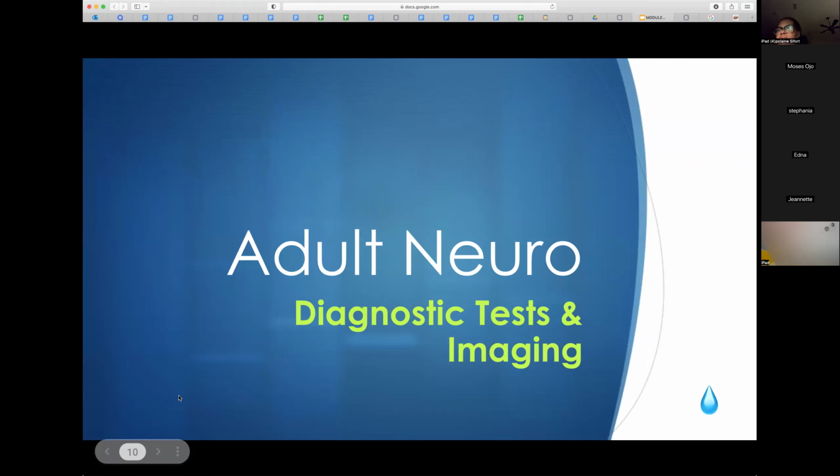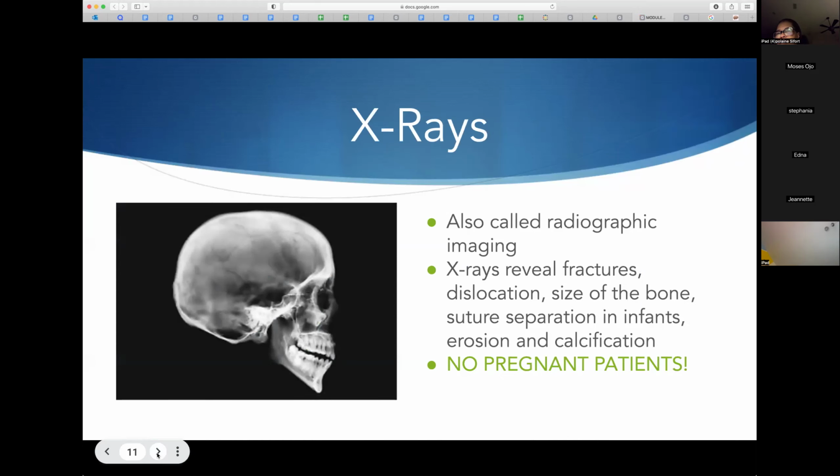okay, adult neuro. So now we're going to get into diagnostic tests. We just reviewed the anatomy, so next up is the diagnostic tests. First, X-ray. Make sure you know that on the NCLEX and exit exam, it's not going to say X-ray. It's going to say radiographic imaging.